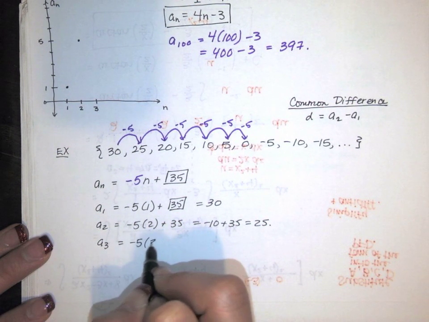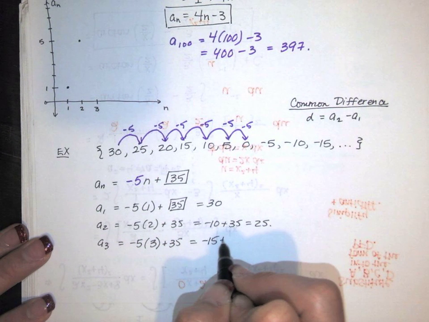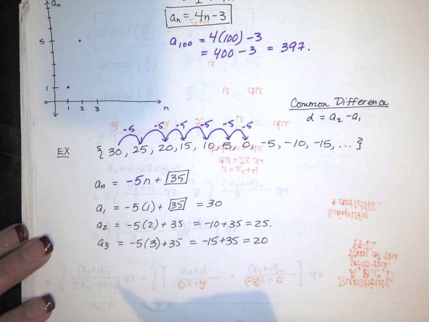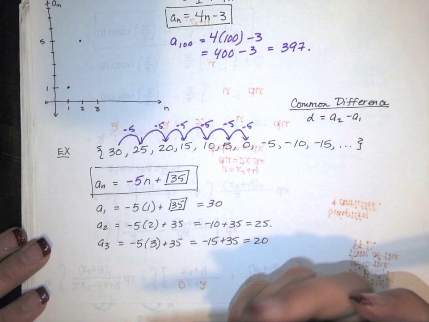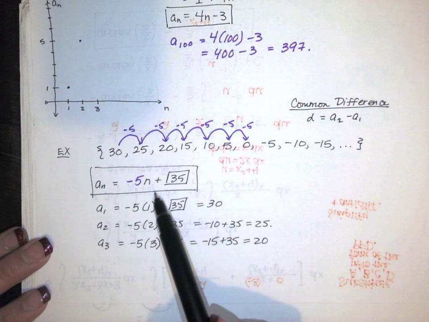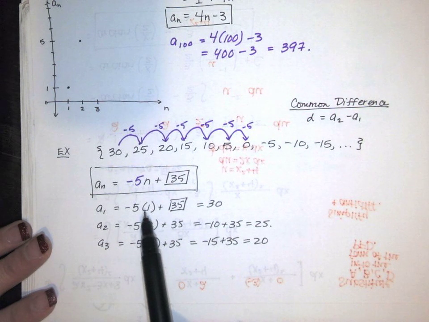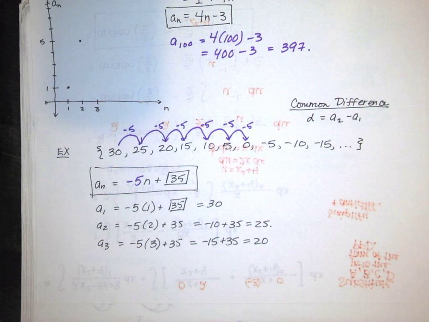Let's check it out. A sub 3, negative 5 times 3 plus 35. So that's negative 15 plus 35. Add those together and you get 20. Is that the third one on the list? It sure is. So this is my formula. I take the common difference, I multiply it by n, and then I'm going to add something so that when I plug in 1, I get the first term. Okay, so that is how we come up with the formula for an arithmetic sequence.